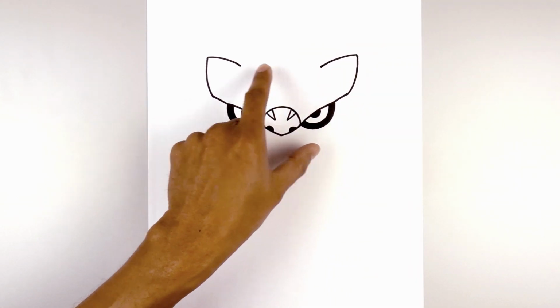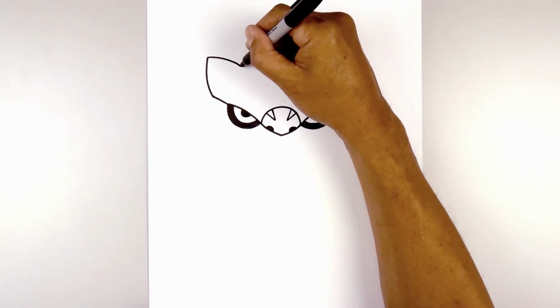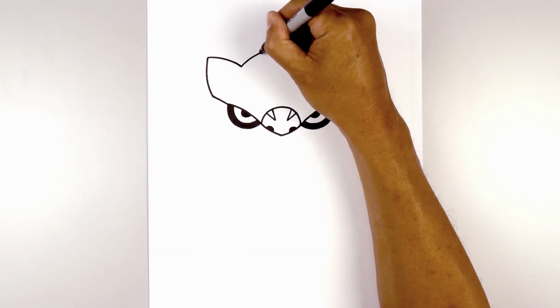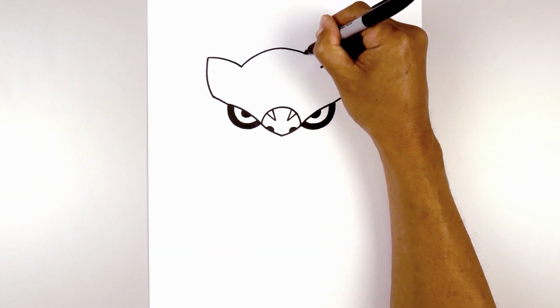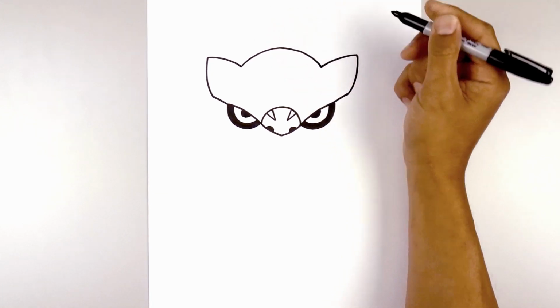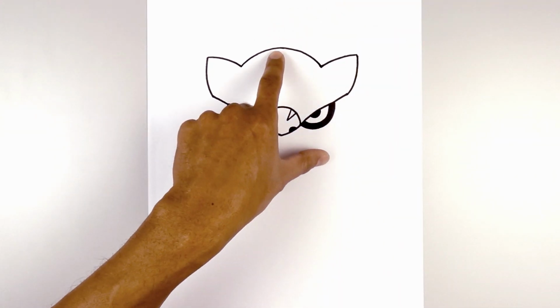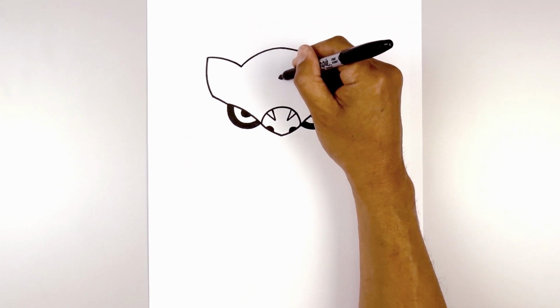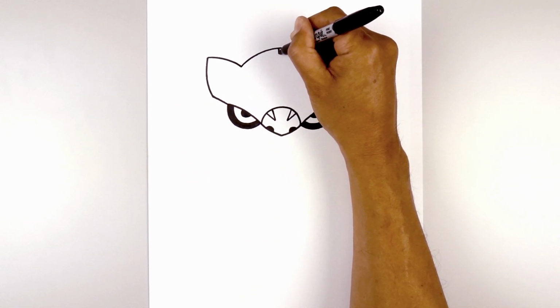Now we're going to connect these two points with a curve for the top of the head. Starting on the left, curve up, and then pull that back down on the right side. Now from the top center of the head, we're going to draw a straight line coming down towards the tip of the nose.